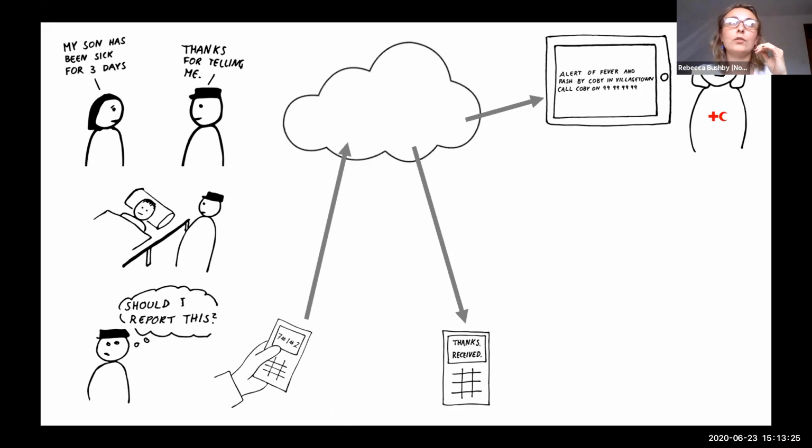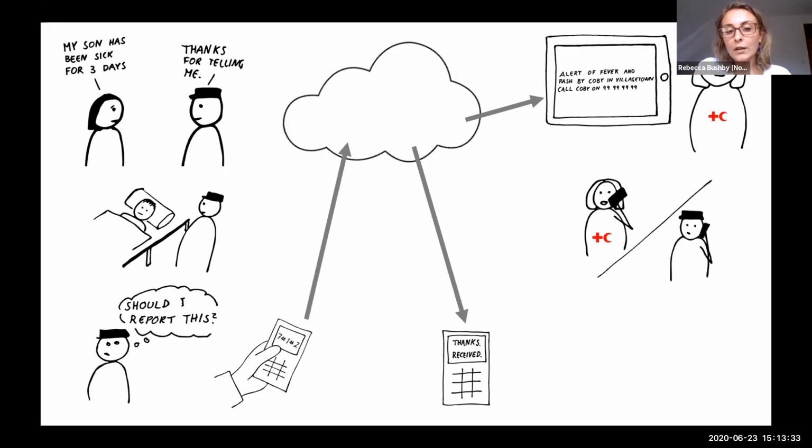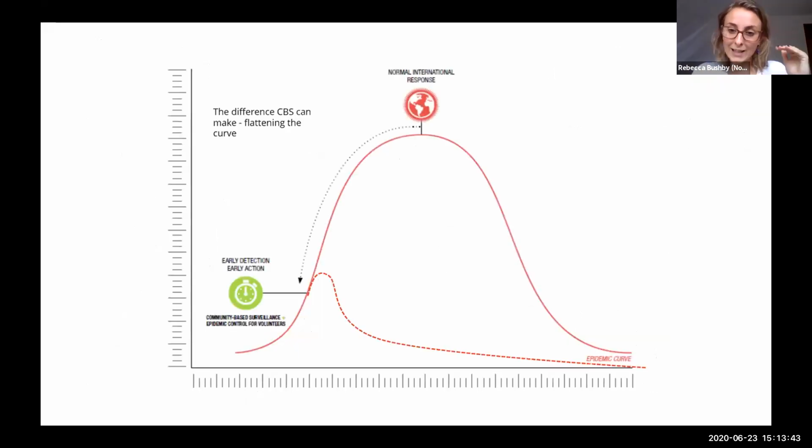And especially if a lot of reports are coming from the same place, they'd be able to realize that, okay, maybe there's something here. Maybe there's an outbreak. The supervisor could then inform the Ministry of Health or the health authorities, who could then send a response. So what we're trying to ensure is that we're detecting potential outbreaks early, therefore responding early, which then flattens the epidemic curve. So all very good.